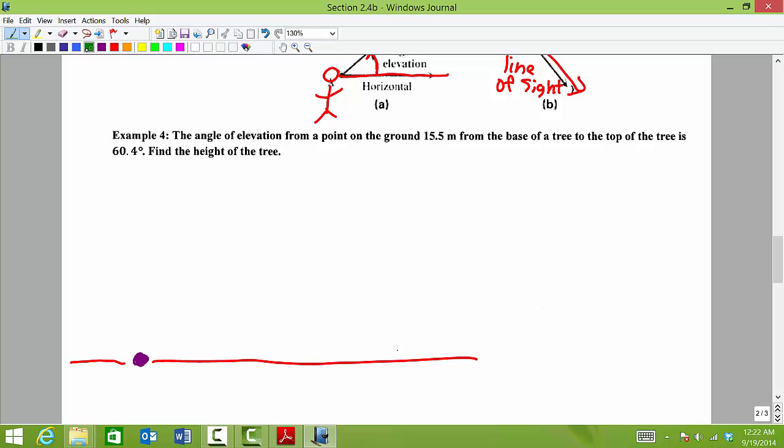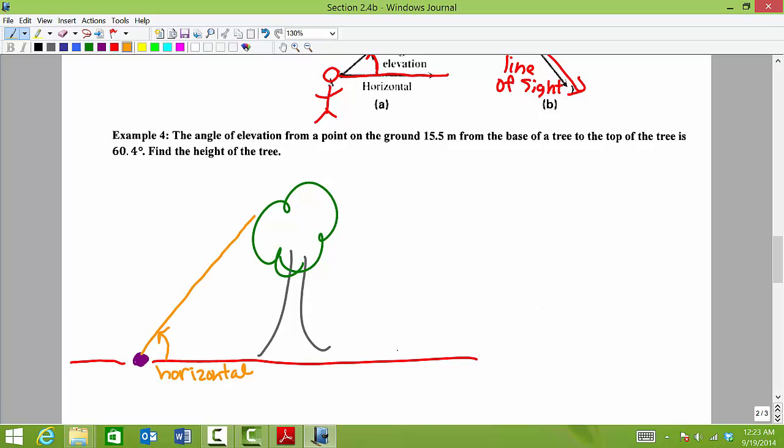So essentially what we're saying is that I have a tree here, and my horizontal is the point. If I was standing right here and I was looking straight ahead, that would be my horizontal. And the angle of elevation means I'm going to start there and look up to the top of our tree. This would be called our angle of elevation, and it is 60.4 degrees.